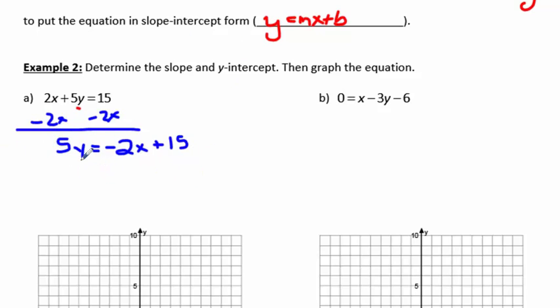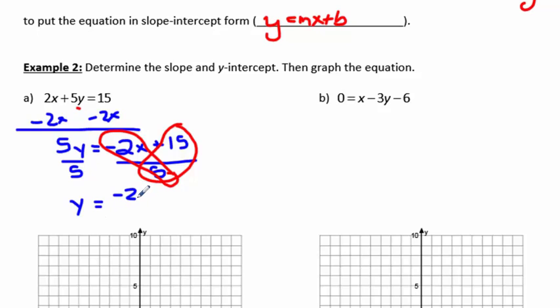Continuing on, we need to solve for y. To solve for y, we're going to need to divide both sides by 5. When you divide both sides by 5, you divide the entire side by 5. But you can distribute that division, so that each part of the right-hand side gets divided by 5. So negative 2 fifths would be the coefficient of x now, taking negative 2 divided by 5, plus 15 divided by 5 gives us 3.